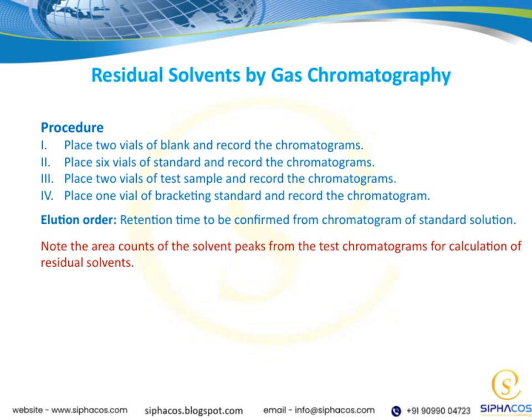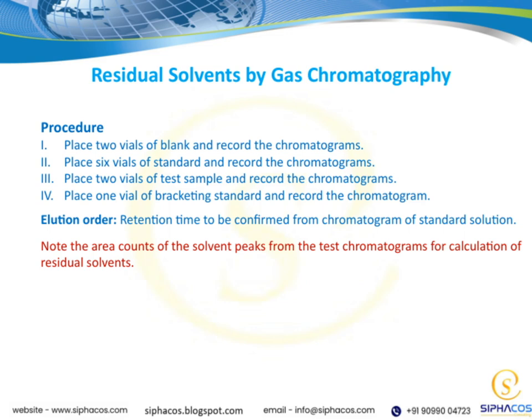Remember, the elution order, or the sequence in which compounds come off the column, is confirmed from the standard solution chromatogram by noting their retention times. This step is key because it helps us correctly identify the solvent peaks in our test samples.